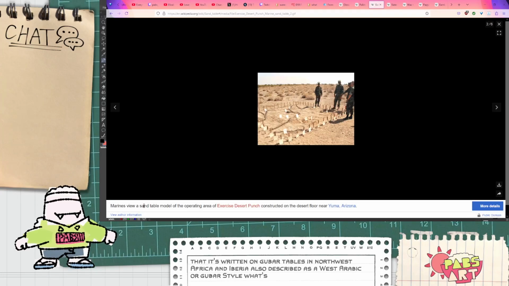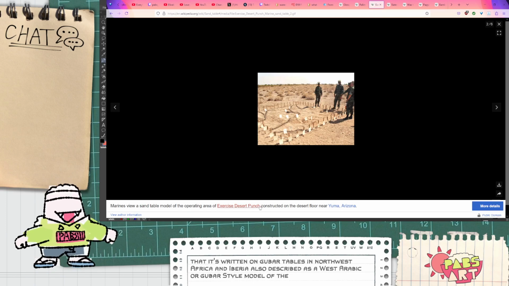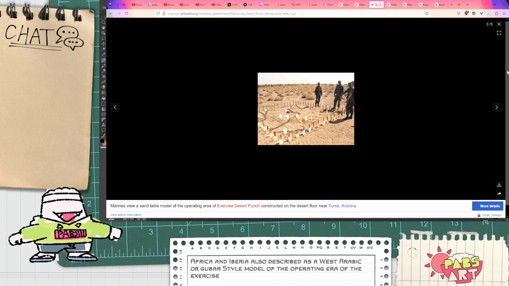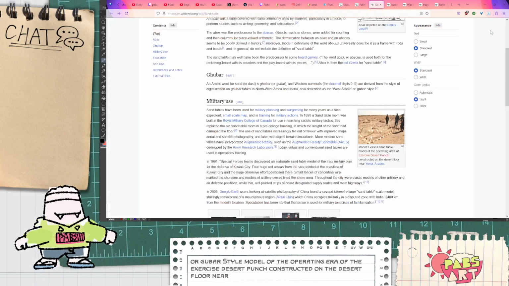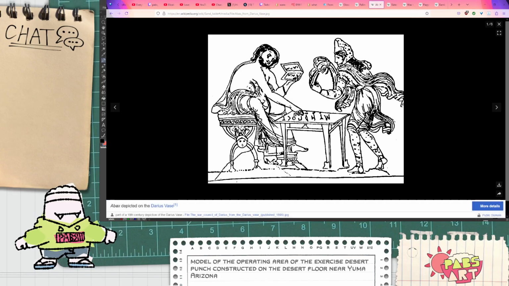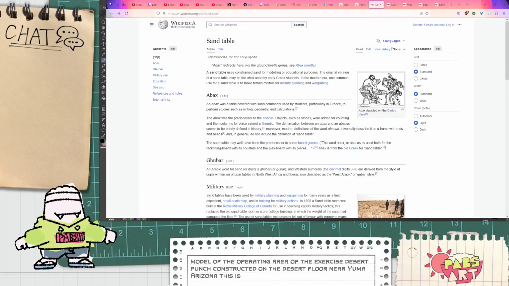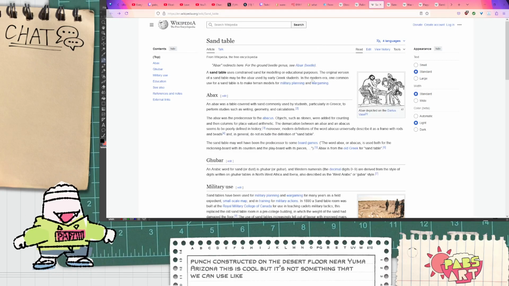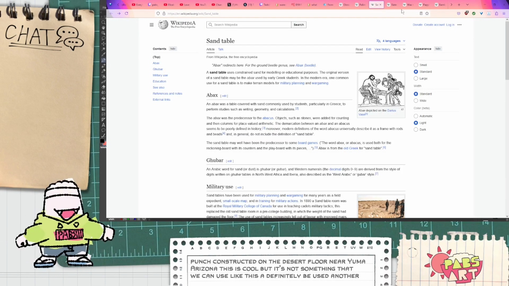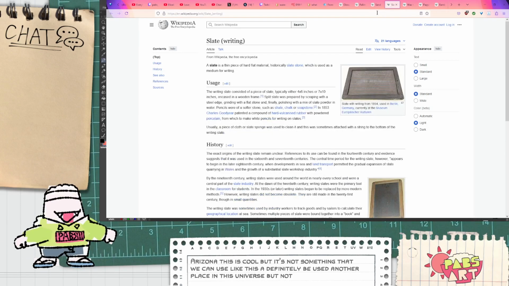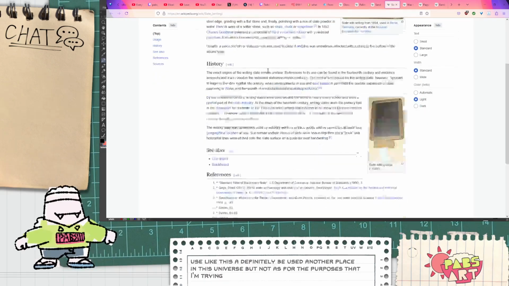What have we got here? Marines view a sand table model of the operating area of the exercise Desert Punch, constructed on the desert floor near Yuma, Arizona. This seems cool, but it's not something that we can use. Like, this would definitely be used in another place in this universe, but not for the purposes that I'm trying now.